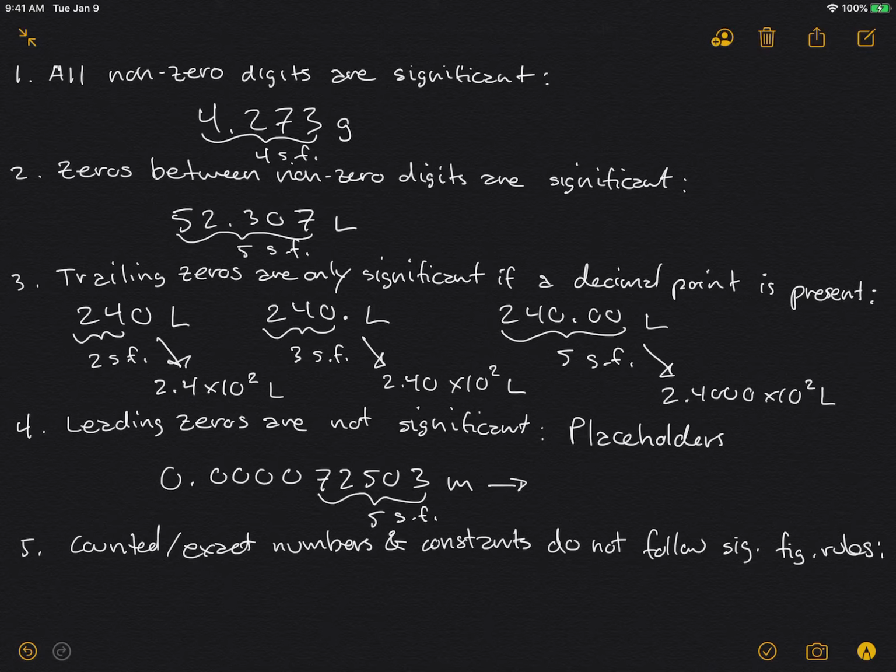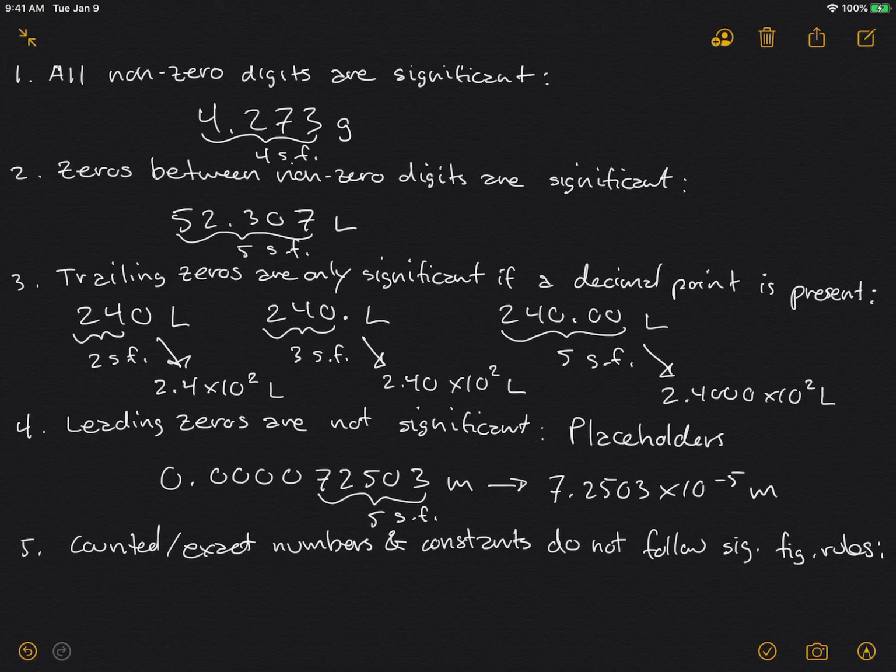And you could always express this in scientific notation. You could write 7.2503 times 10 to the minus 1, 2, 3, 4, 5 meters.